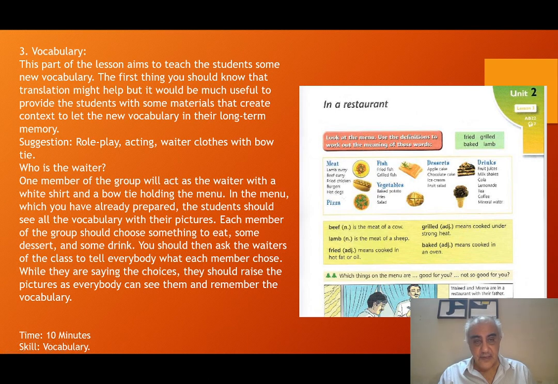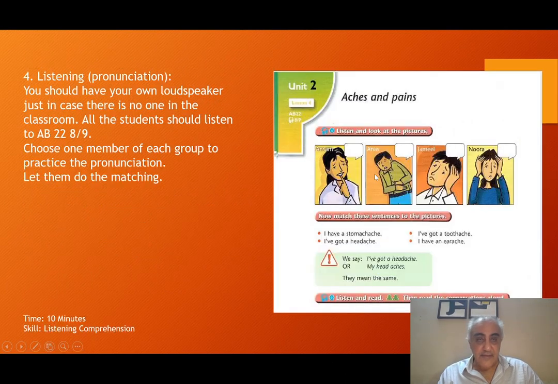This is just a suggestion. I'm not saying that you have to do it. Just think about some other ideas, some other suggestions, in order to relate them and in order to do the main objective of the part, which is to learn the vocabulary.